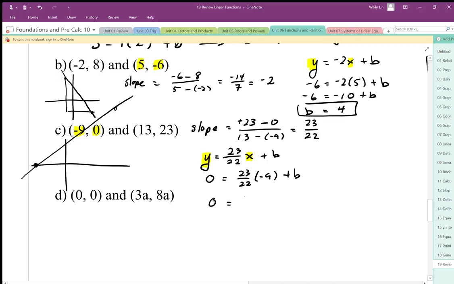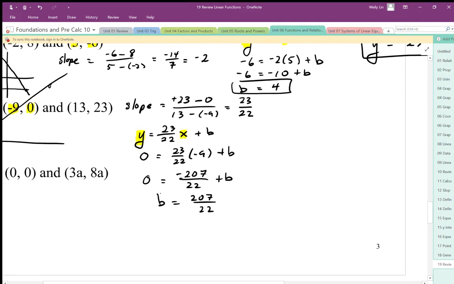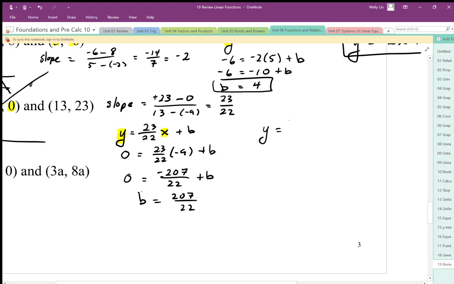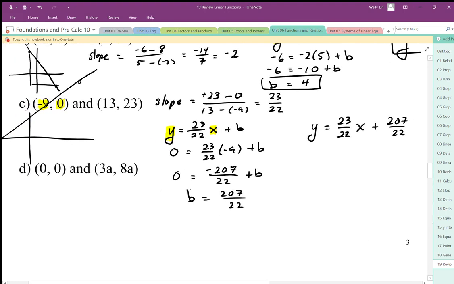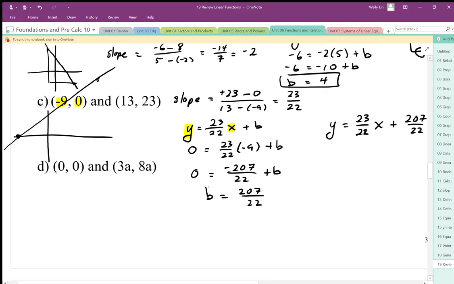We just have to be a little bit more careful with our work. So it's -9 times 23 is -207 over 22 plus b. Since it's 0 on the other side, I can just move that across. So I can add 207 over 22 to both sides, and there I've solved for b. So although this number isn't the nicest number, as long as we keep track of our work, we're going to end up with the correct point. So that's about, it looks like somewhere around maybe 9 or so. Okay, so it's going to be up here somewhere.